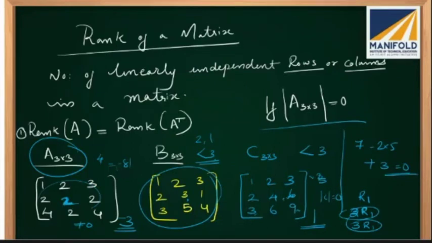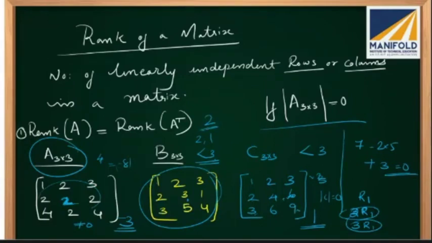Naturally, I know 2 rows are linearly independent. Now, if I check, the third row is 2 plus 1, 3 plus 2, and 1 plus 3. So 2 plus 1 is 3, 3 plus 2 is 5, 1 plus 3 is 4. So the third row is linearly dependent on the first 2 rows. So 2 linearly independent rows are there, which means the rank of this particular matrix is 2.